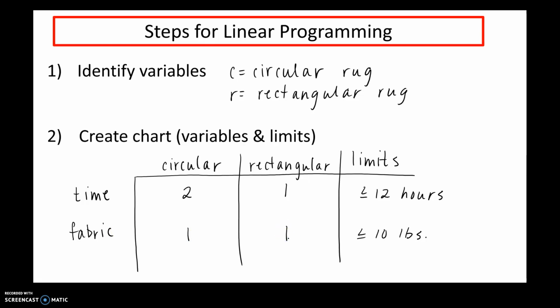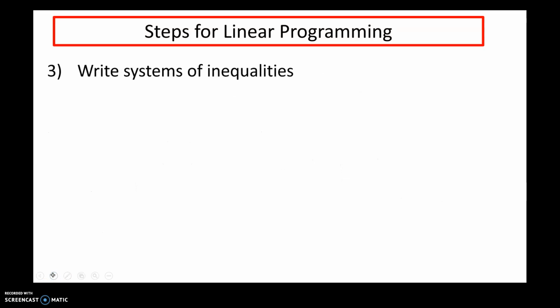And the goal for the chart is that you're setting up using the units. So if hours is a limit, then I need to add the amount of time it takes to make each type of product, in this case rugs. My other limit is the amount of fabric I can use. So I have to look at the amount of fabric used for each type of rug.